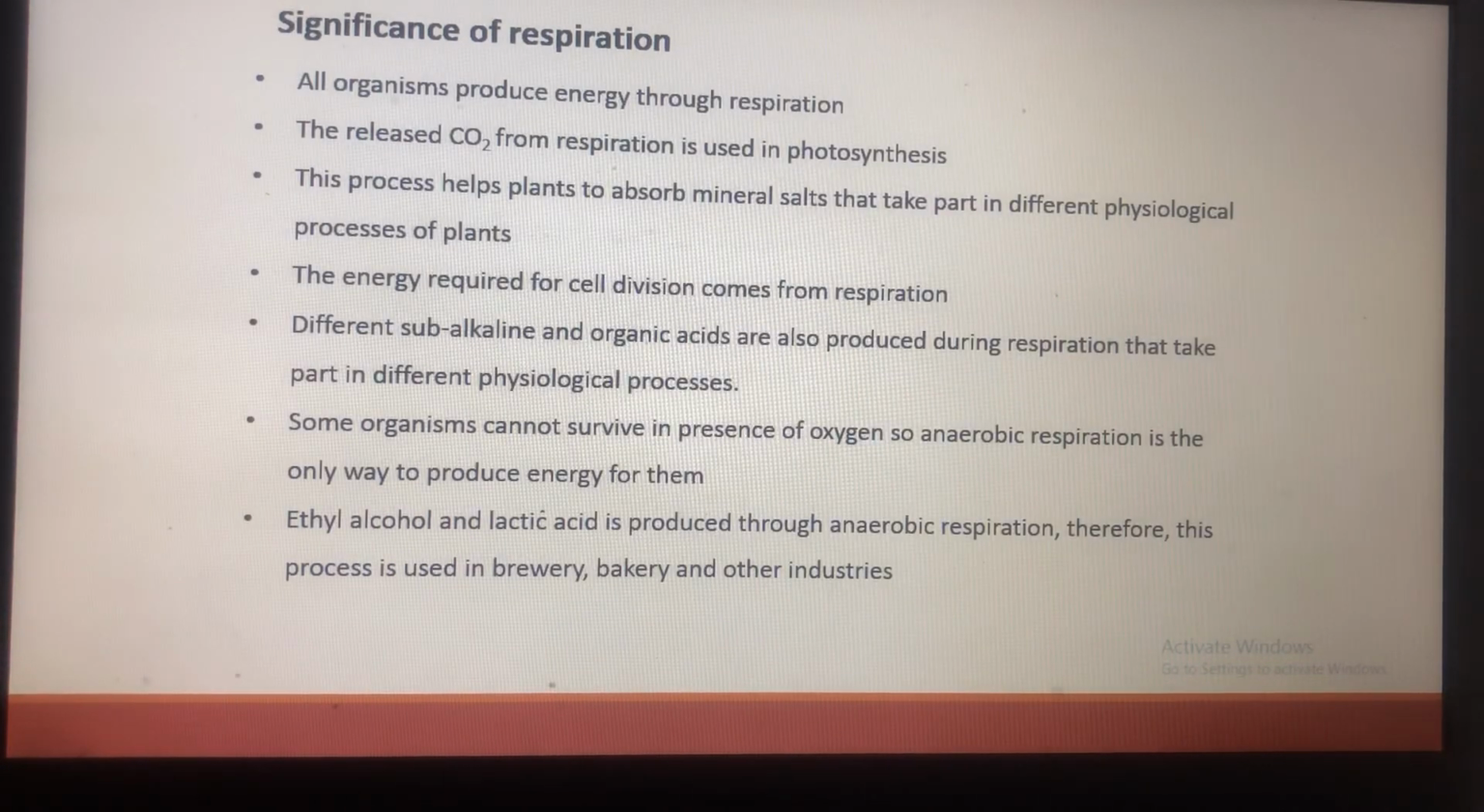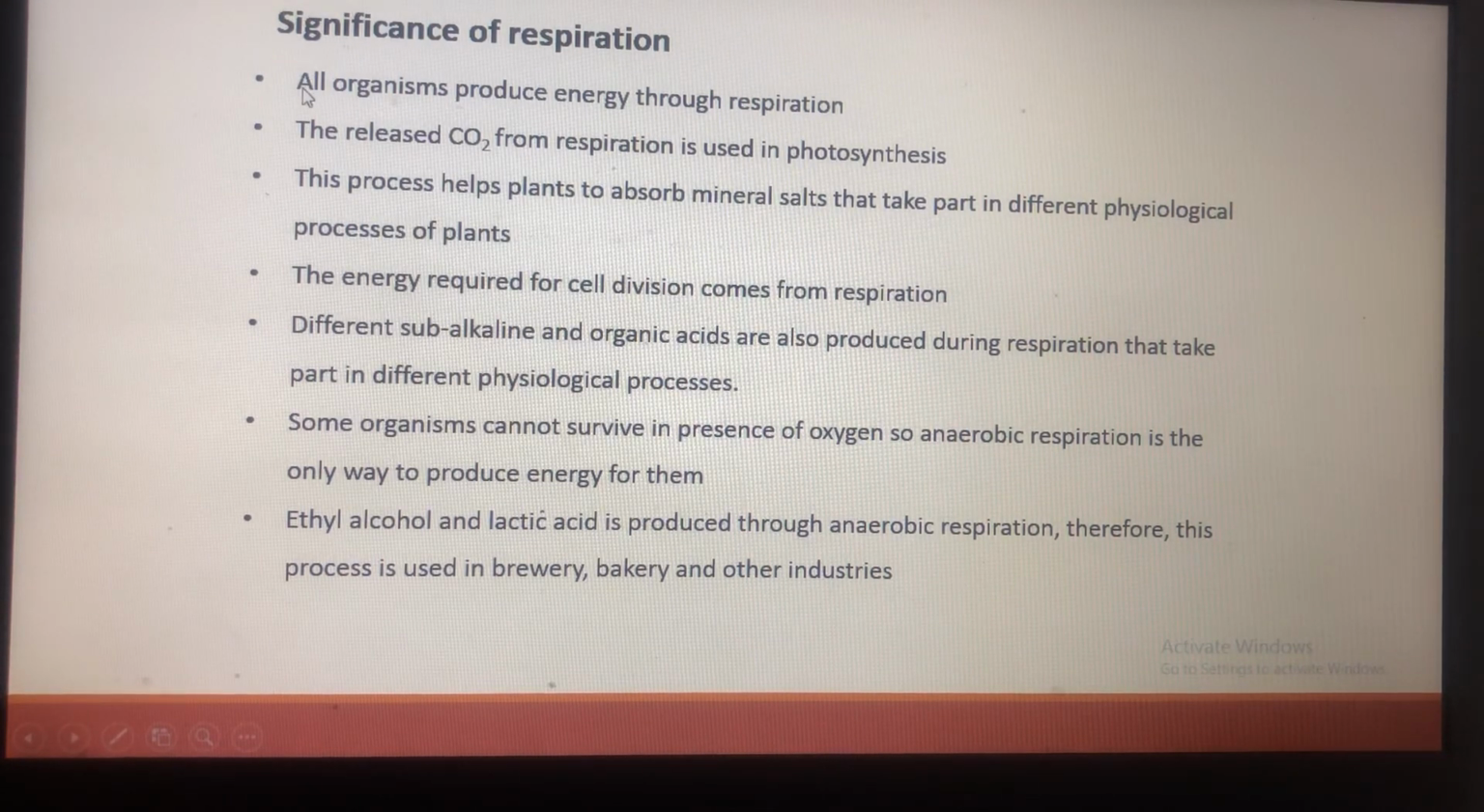Okay, so lastly, we're going to discuss the significance of respiration. Photosynthesis occurs only in the plant body, but respiration occurs in the bodies of plants and animals. That means all organisms produce energy through the process of respiration. The carbon dioxide released during respiration is used in photosynthesis. Plants can utilize this carbon dioxide and run the process of photosynthesis.